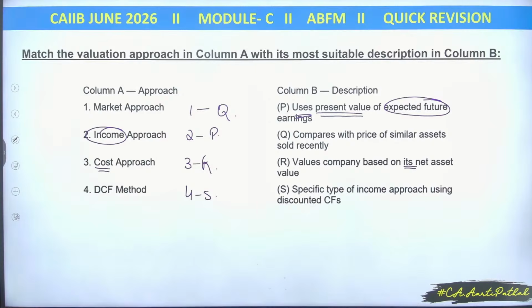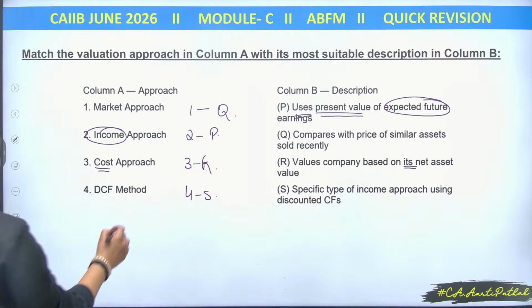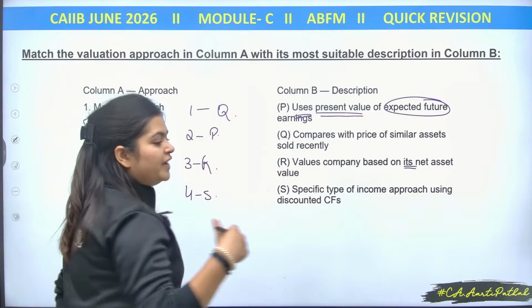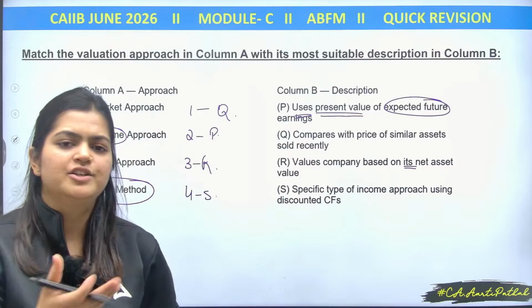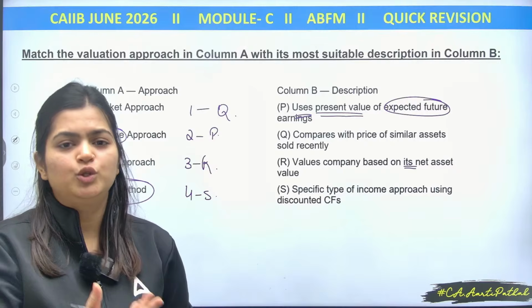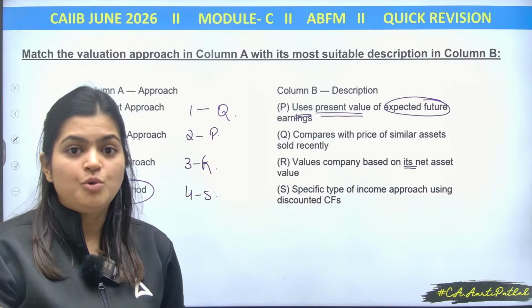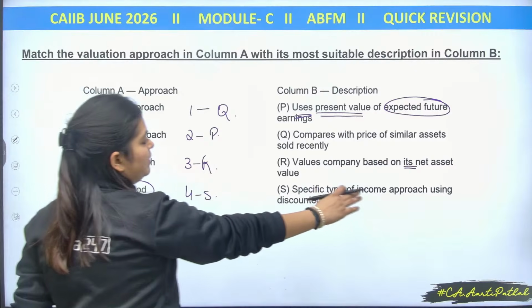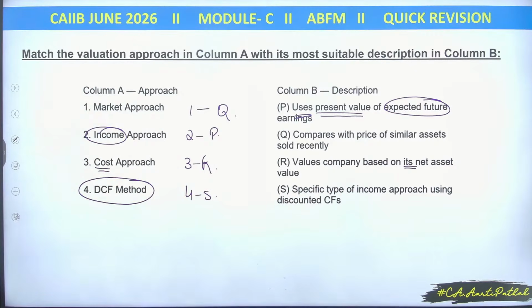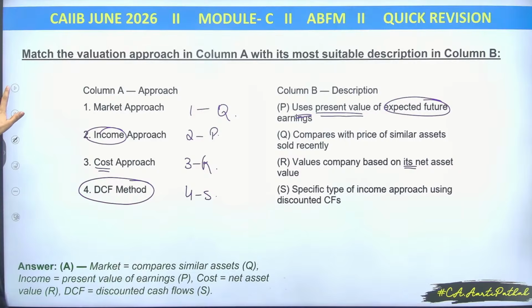DCF method is a specific type of income approach using discounted cash flows. It has some specific methods, that is the dividend discount model, constant growth model, 2-stage, 3-stage, H model. All these are specific types of income approaches which you can use for the calculation of discounted cash flows. So the right answer is 1Q, 2P, 2R, and 3R and 4S. This is your correct classification. You can also cross-check from here.